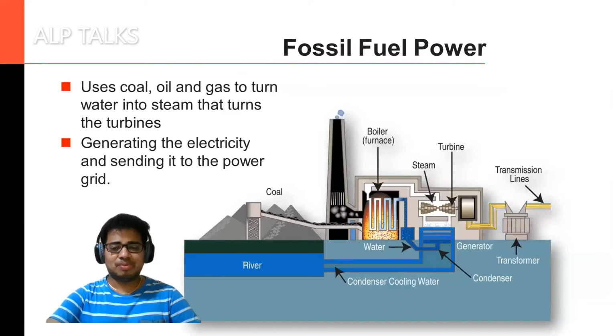Let's go to fossil fuel power. It uses coal, oil, and gas to turn water into steam that turns the turbines, generating electricity and sending it to the power grid. Here is the river. We have coal here, which we feed into the boiler, the furnace. The water goes into the boiler in the form of pipes and comes out. In the process it absorbs the heat and converts to steam.